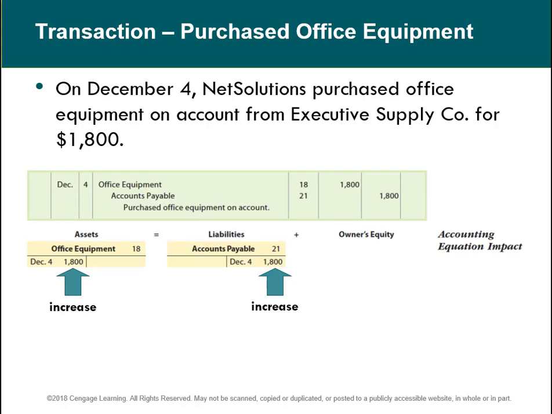Now we purchase office equipment on account. So debit office equipment, credit accounts payable for $1,800. You can see that office equipment increases, and the liability, what we owe in accounts payable, increases.